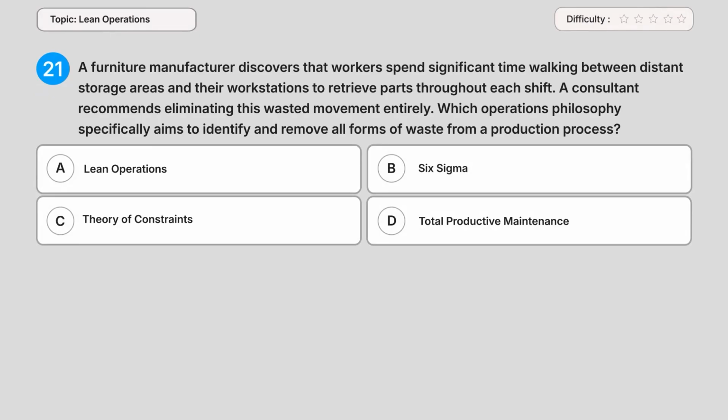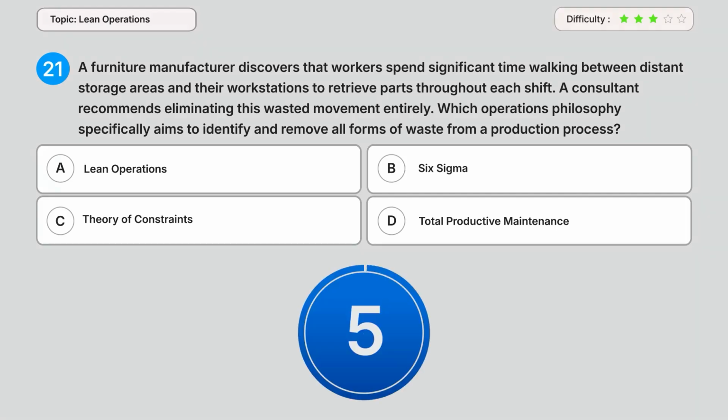21. A furniture manufacturer discovers that workers spend significant time walking between distant storage areas and their workstations to retrieve parts throughout each shift. A consultant recommends eliminating this wasted movement entirely. Which operations philosophy specifically aims to identify and remove all forms of waste from a production process? A. Lean operations. B. Six Sigma. C. Theory of constraints. D. Total productive maintenance. Can you guess the answer?